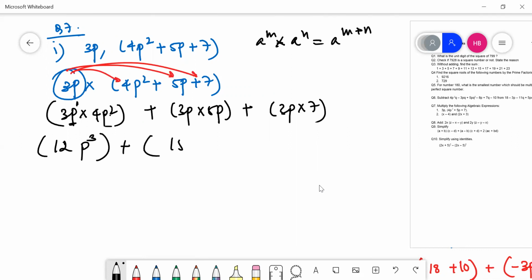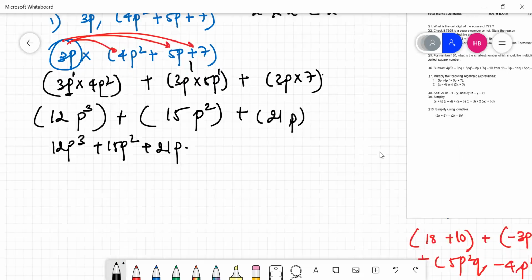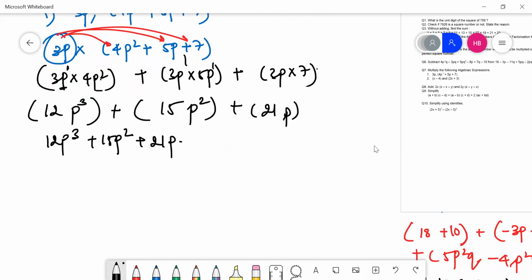Plus 5 threes are 15, p square, here power is 1 and 1, so 1 plus 1 gives me 2. 7 threes are 21, p. So my answer is 12p cube plus 15p square plus 21p. Okay. Let's look at the second part of the question.